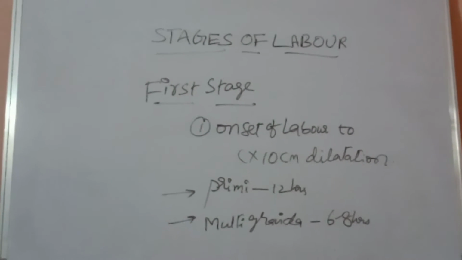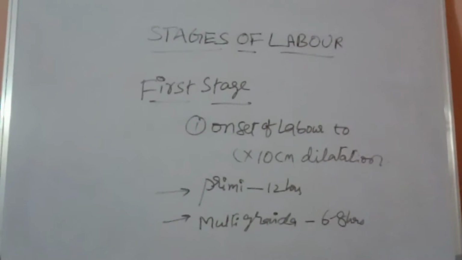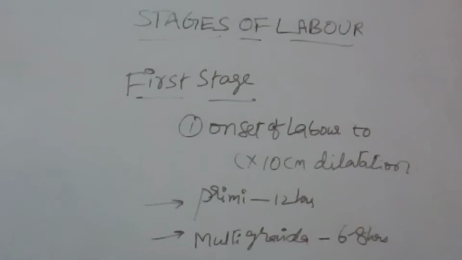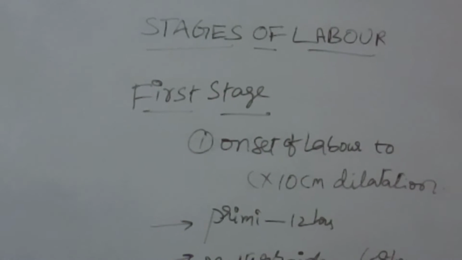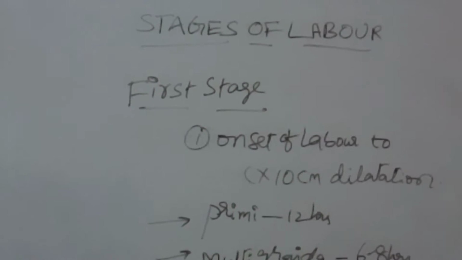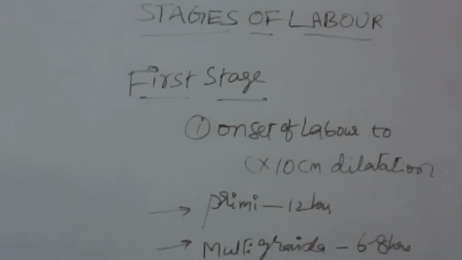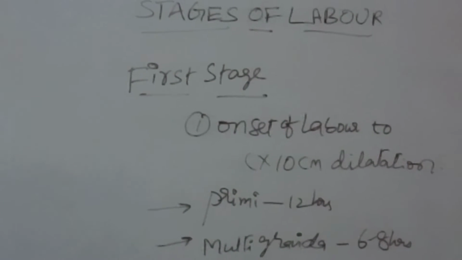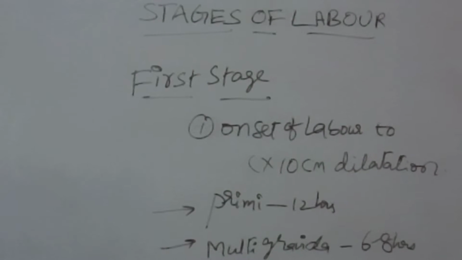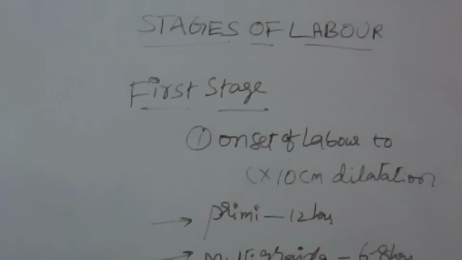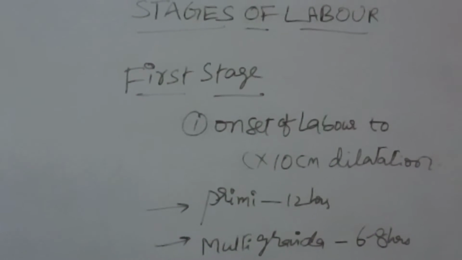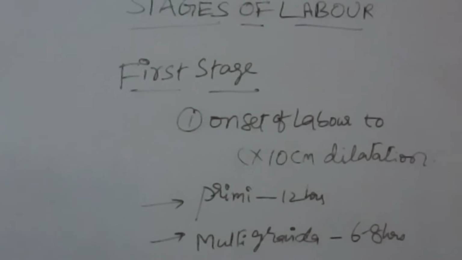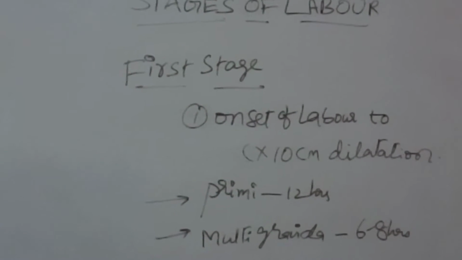Last time we discussed the oral contraceptive pills. Today we are going to speak about the stages of labor, which is a very important topic. Coming to this, we have 4 stages: the first stage, second stage, third stage and fourth stage. Now we will see the first stage.